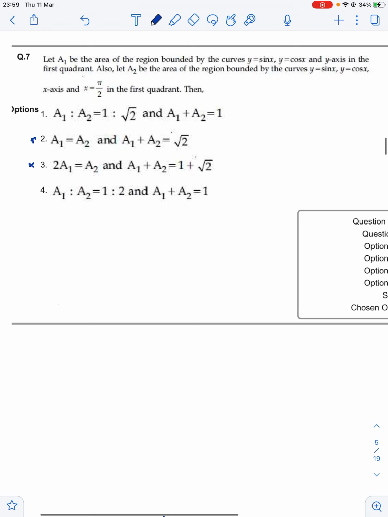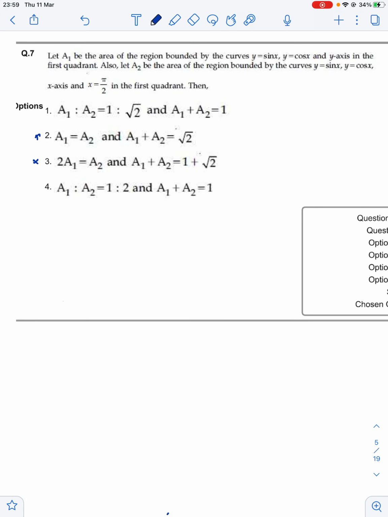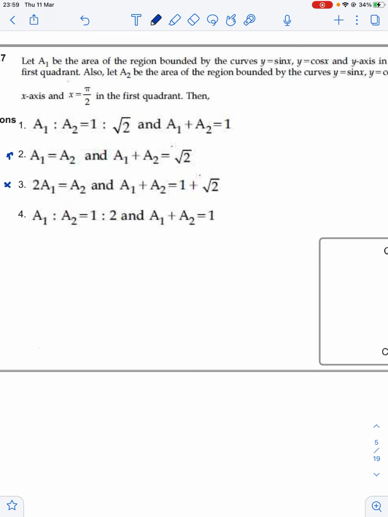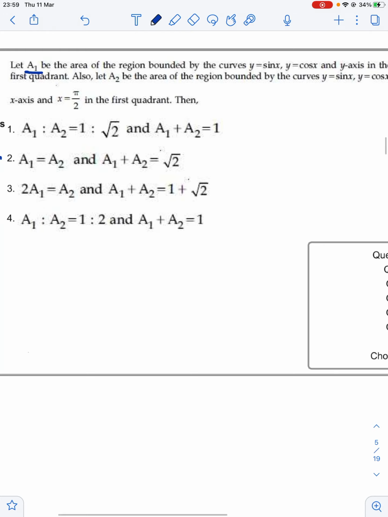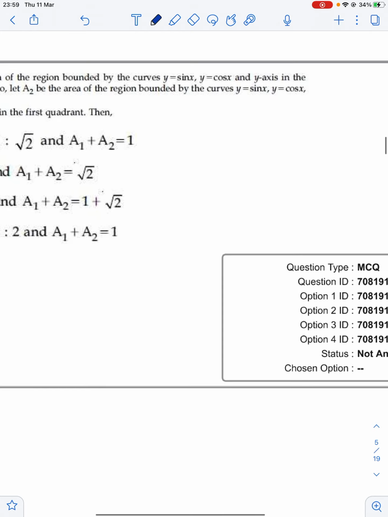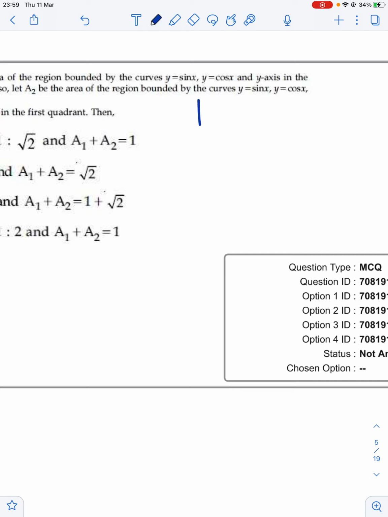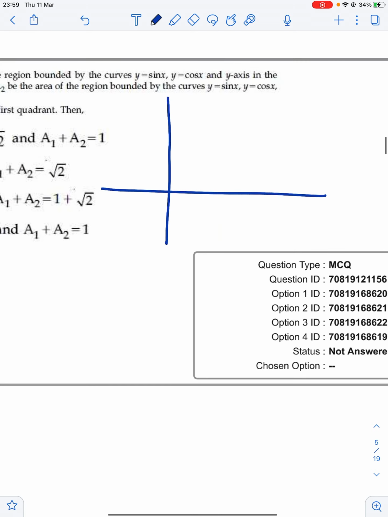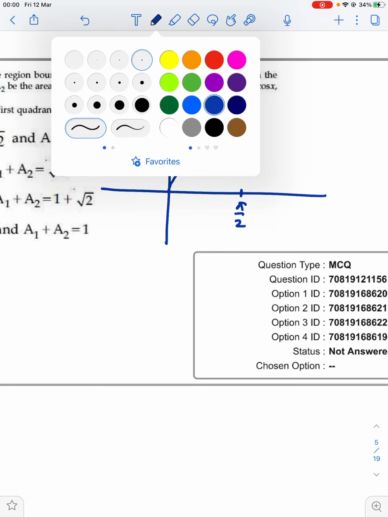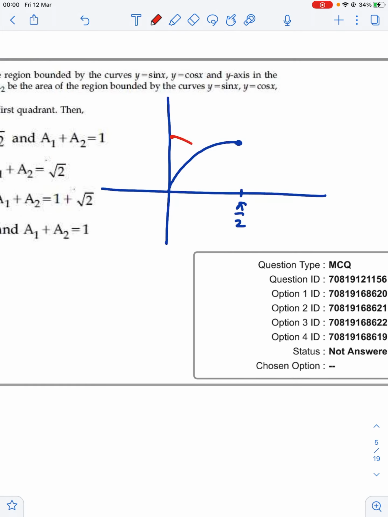Question number 7, related to the area. Read the question carefully. Let A1 be the area of the region bounded by y is equal to sin x and y equal to cos x. So two curves are used here, cos x and sin x, and in the first quadrant. So obviously up to pi by 2 only we have to draw. So let us draw sin x. This blue one is sin x, and let us say this red one is cos x.